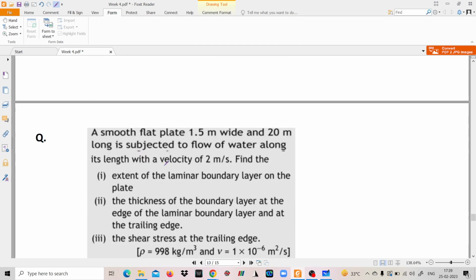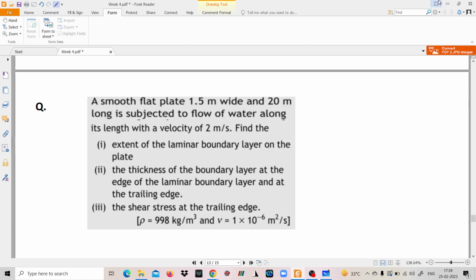And then the last problem. A smooth flat plate 1.5 meter wide and 20 meter long is subjected to flow of water along its length with a velocity of 2 meter per second. Find the extent of the laminar boundary layer on the plate.